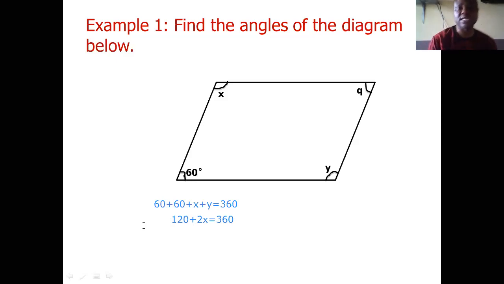You just collect like terms and then divide both sides by 2. That's 360 minus 120. You will have 240. Right? Yes, you will have 240.